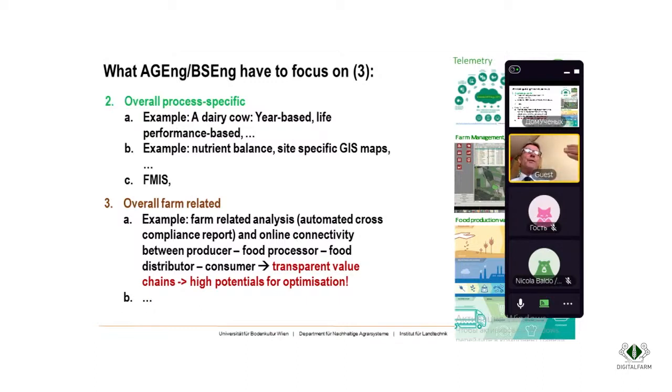We reach the overall farm-related level, so that we can have a transparent value chain with high potential in optimization for the farms on the one hand, and also to interconnect consumers to the farmers directly, much more, so that the whole production and food production in the society gets more transparent again.